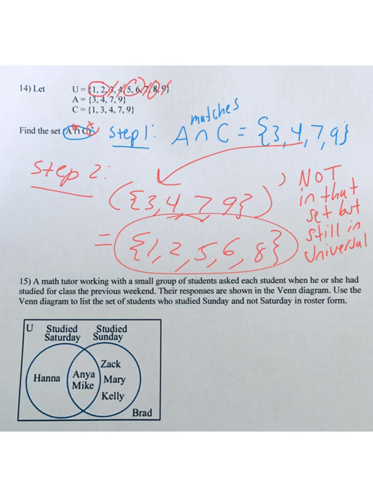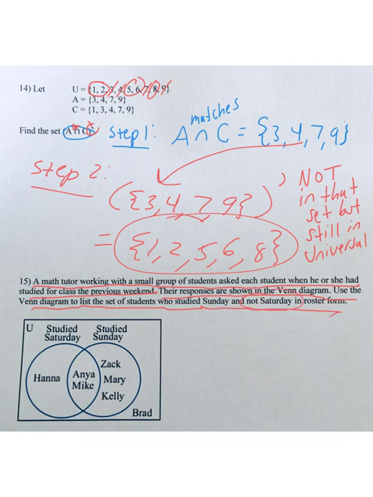Question 15. A math tutor working with a small group of students asked each student when he or she had studied for class the previous weekend. Their responses are shown in the Venn diagram. Use the Venn diagram to list the set of students who studied Sunday and not Saturday in roster form.